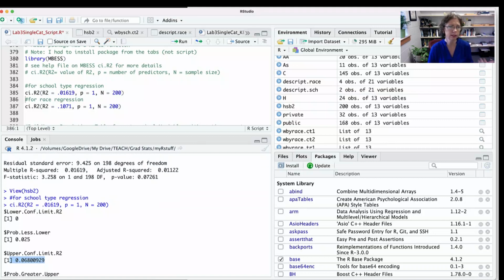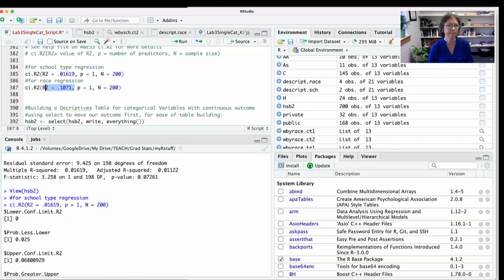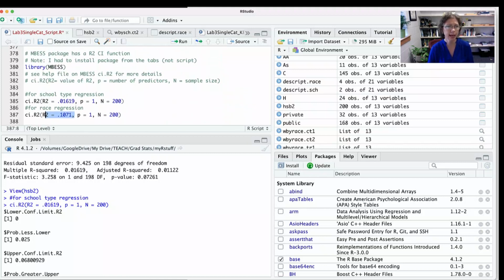I'm going to get the same type of information out of one of those race regressions. Again, it doesn't matter which one because the overall model didn't change. It's only the coefficients that change. And we're trying to get the confidence interval for the effect size of the overall model. Okay, that's how you get that.